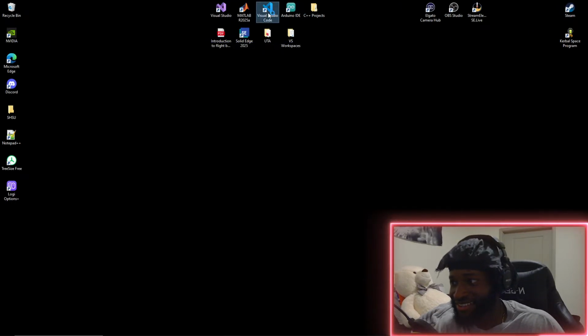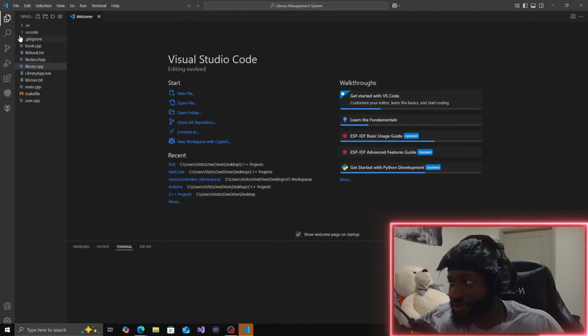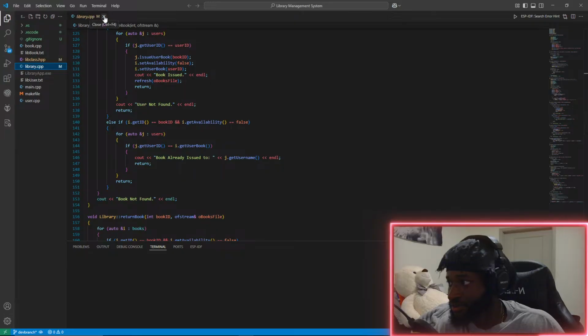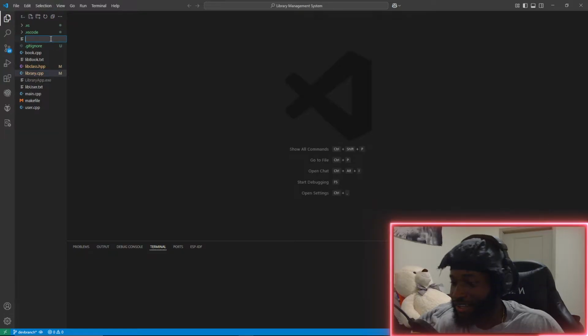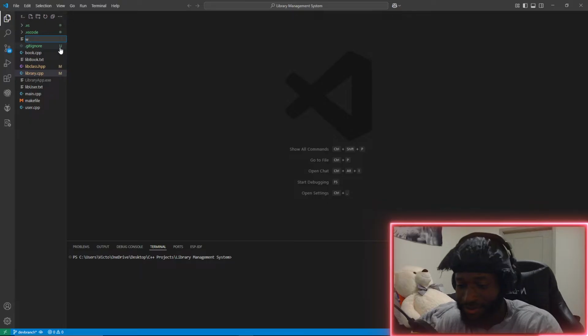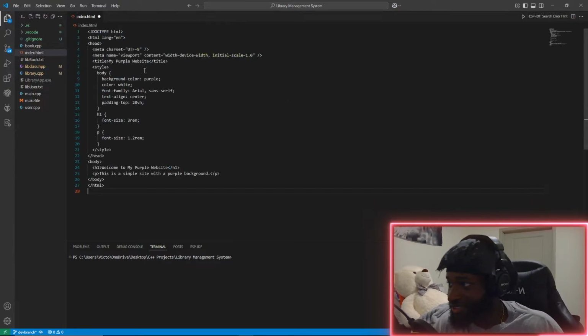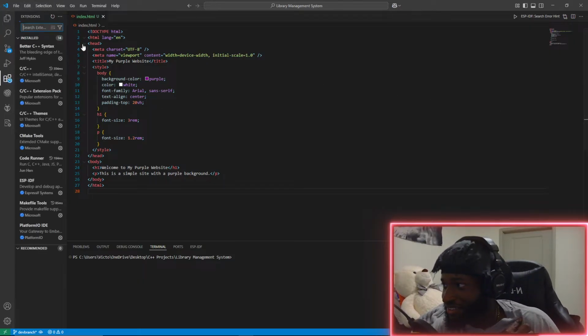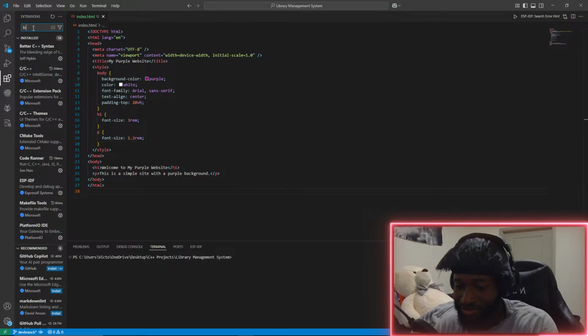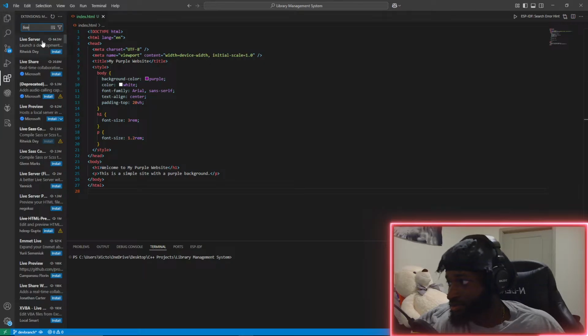All right. Just create a random file. I don't even remember how to run HTML code, honestly. I don't have a, what's it called, a live server, so I can't run it. I have to get Live Server, I think.